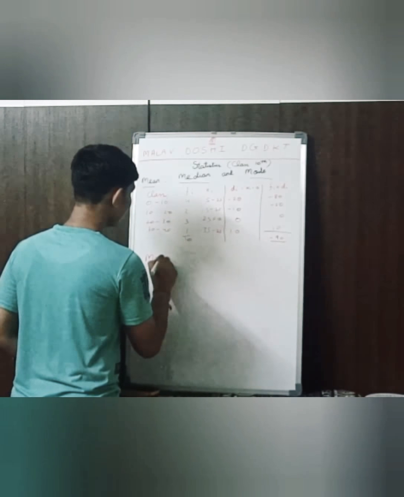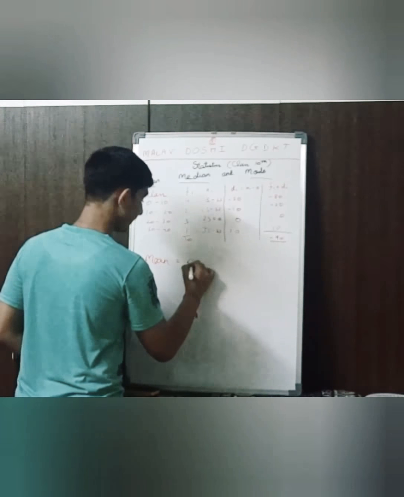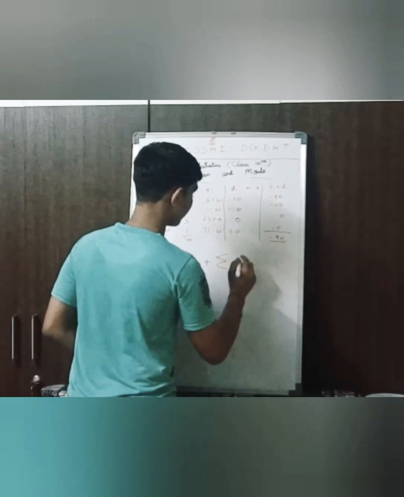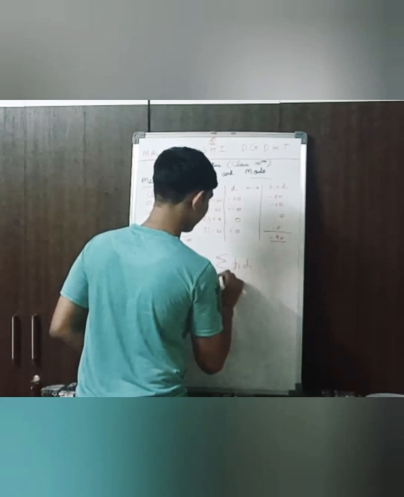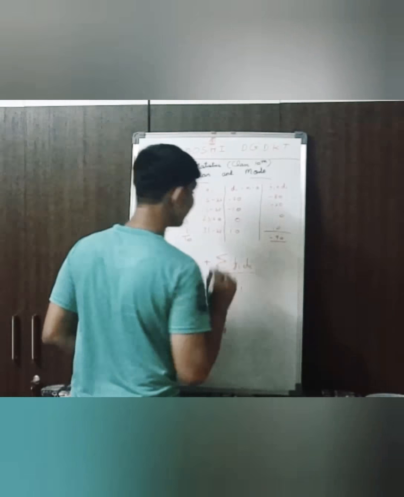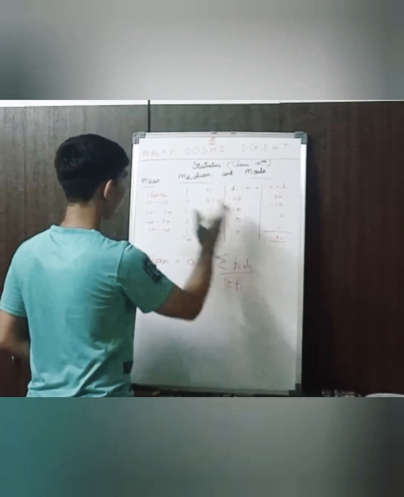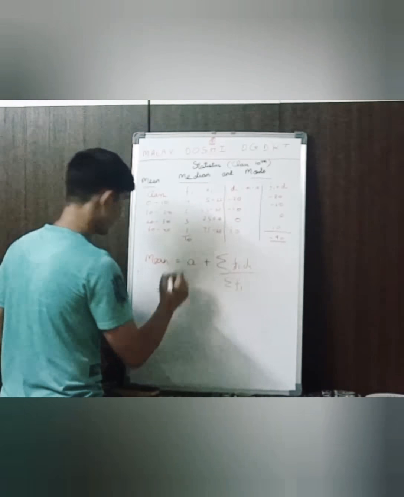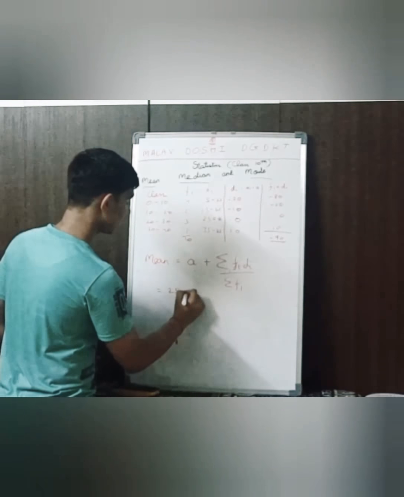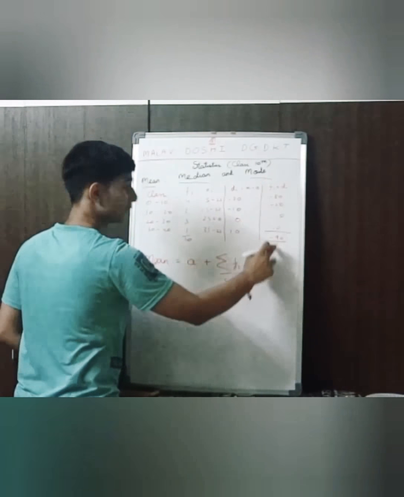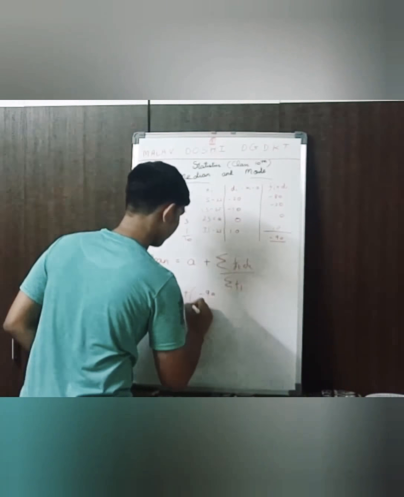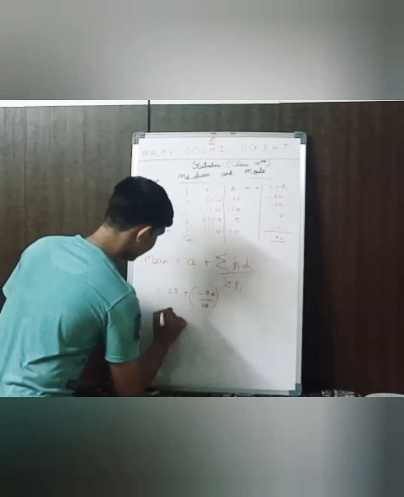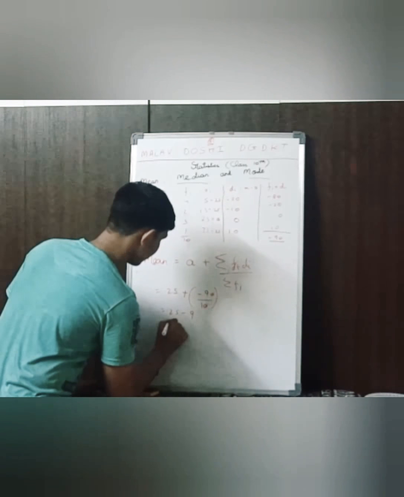So mean equals, this is one more method, a plus sigma fi di upon sigma fi, means sum of this column divided by sum of the frequency. Let's write it. What is A here? A is 25. You have to write plus sum of fi di, minus 90, divided by this thing, 10. 0 0 cut, then we will get 25 minus 9 is equal to 16.